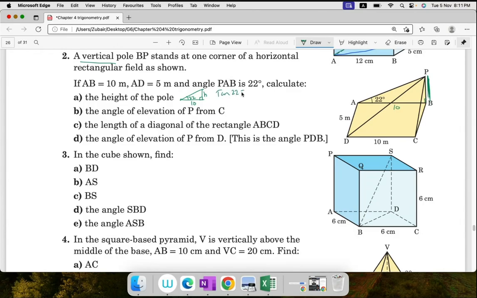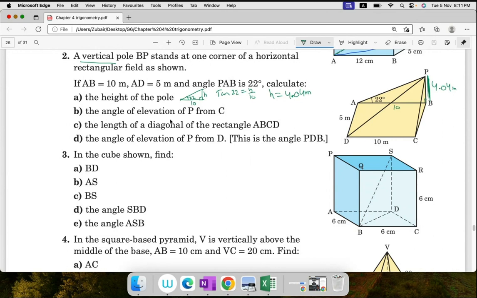So I'm using tan 22 is equal to h over 10, and height is going to be 10 tan 22, and I'm left with 4.04. So height is 4.04 meters, up to two decimal places.